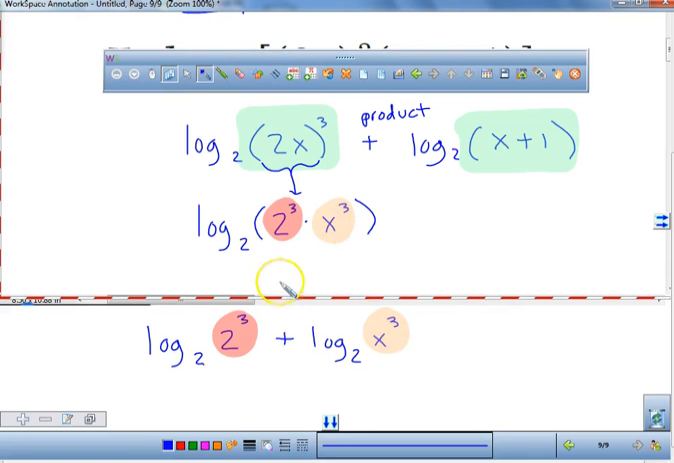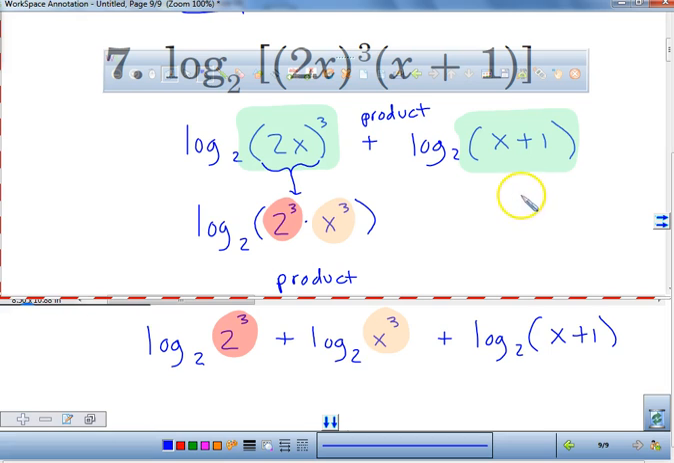So once again, what did we use? Product property. Let's bring down the other one. That's as far as we can go with this guy.